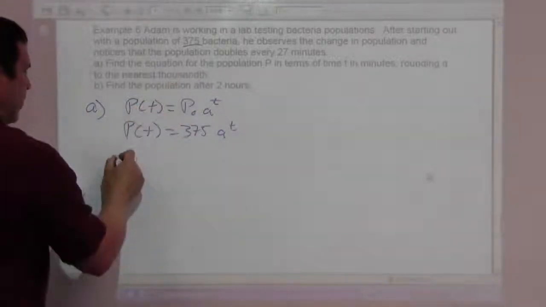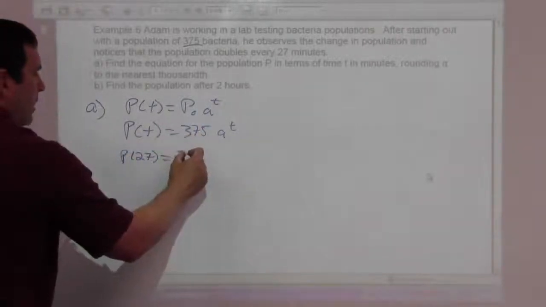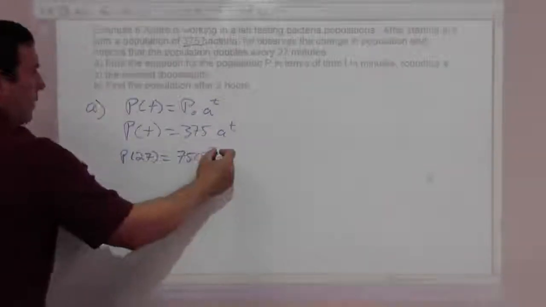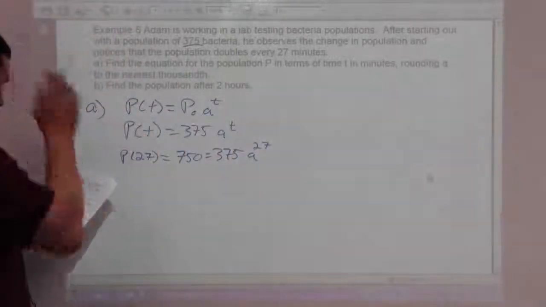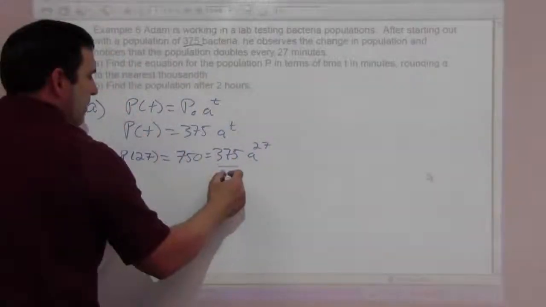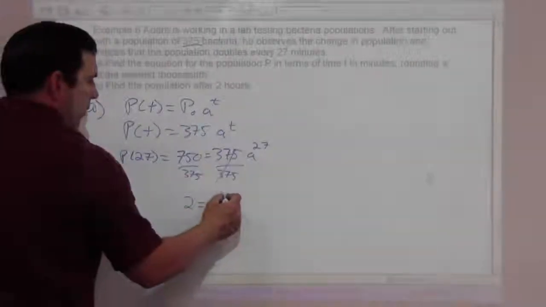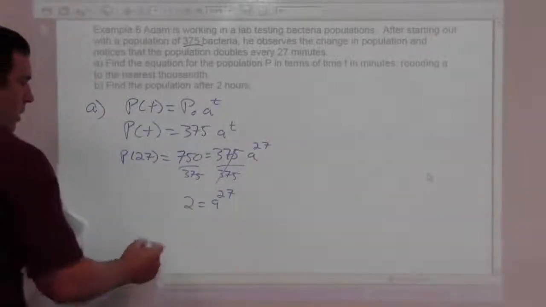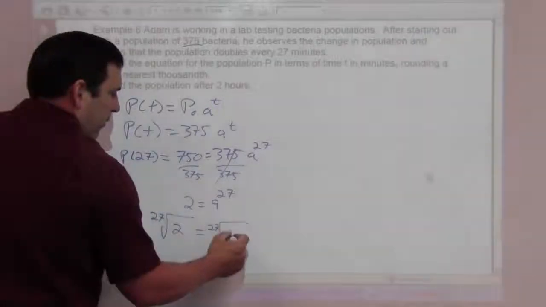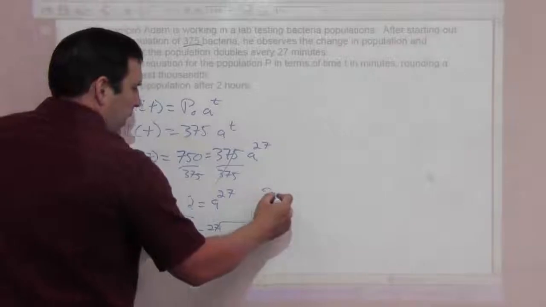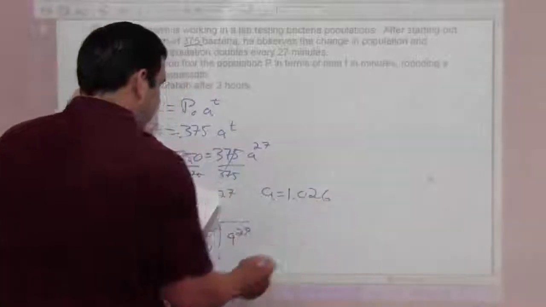We know it doubles in 27 minutes, so P of 27 is going to be double this initial amount. That's 750, which equals 375 times a to the 27 minutes. If I divide both sides by 375, 2 equals a to the 27th. So if I take the 27th root of both sides, the 27th root of 2, a equals 1.026.